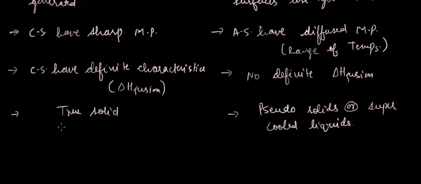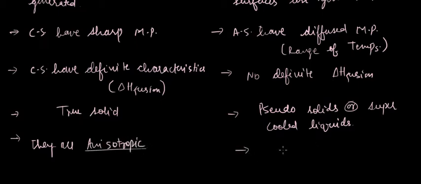Crystalline solids are anisotropic, and amorphous solids are isotropic.